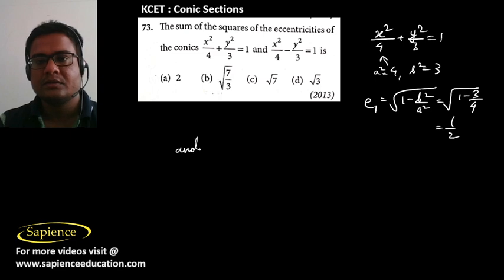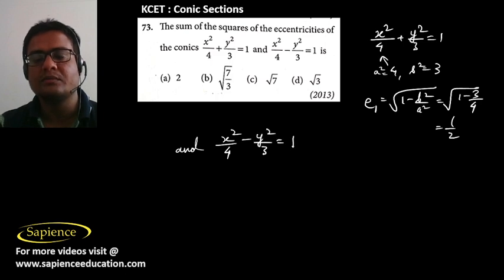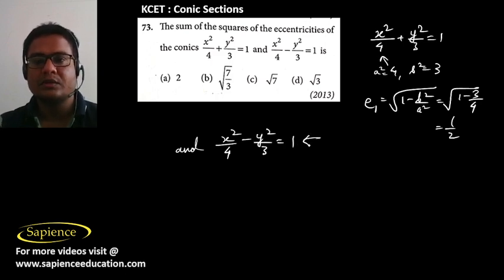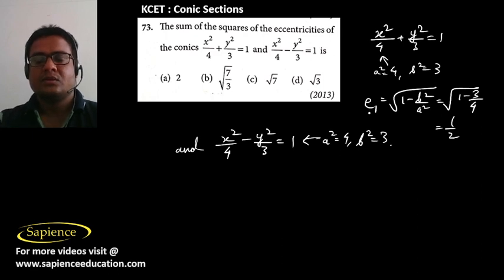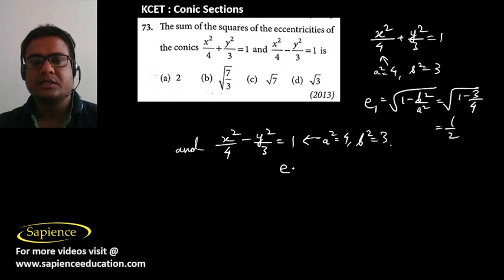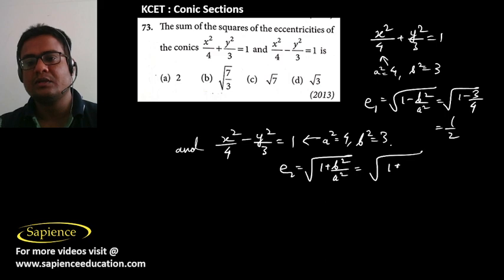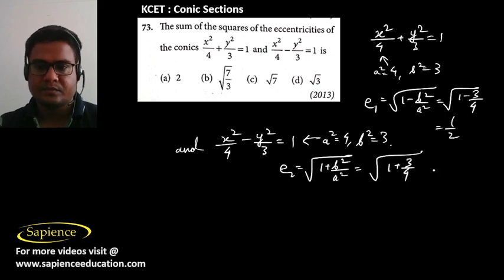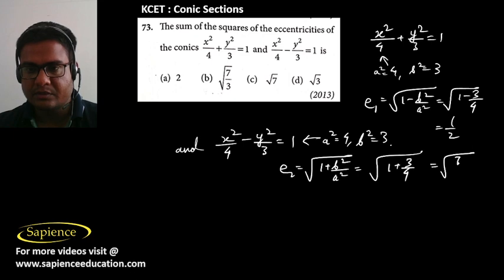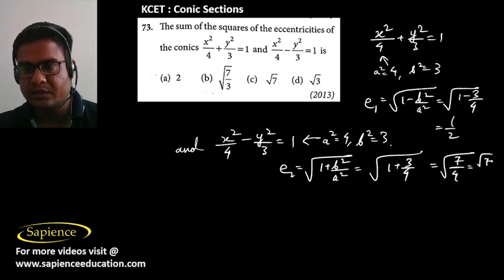And the next one is a hyperbola, which has the equation x square by 4 minus y square by 3 equal to 1. So in this hyperbola a square is equal to 4 and b square is equal to 3. So the eccentricity E2 is equal to square root of 1 plus b square by a square, which is square root of 1 plus 3 by 4. So that will be root over 7 by 4, which is equal to root 7 by 2.